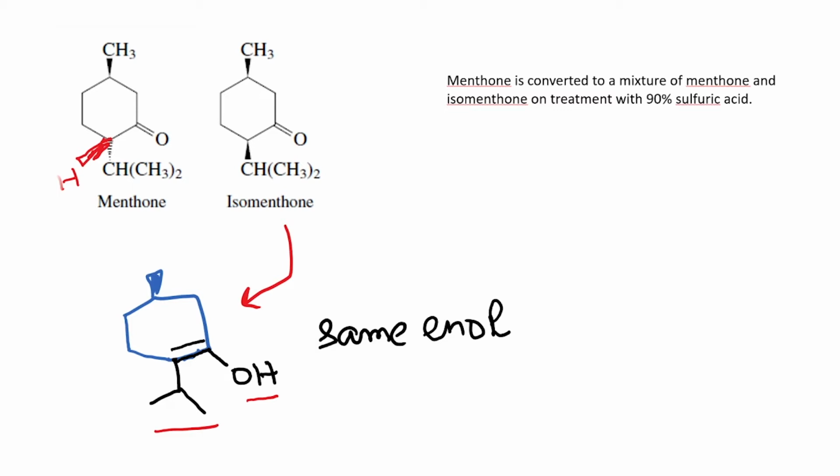So now you have a common intermediate for this reaction. The enol is generally speaking less stable compared to the keto form. So when you go back to the keto form, you're going to get a mixture of menthone and isomenthone. The same concept applies here: the enol is also a planar molecule, and it has two faces by which it can react. And so you're going to get a mixture of menthone and isomenthone when you treat it with 90% sulfuric acid.